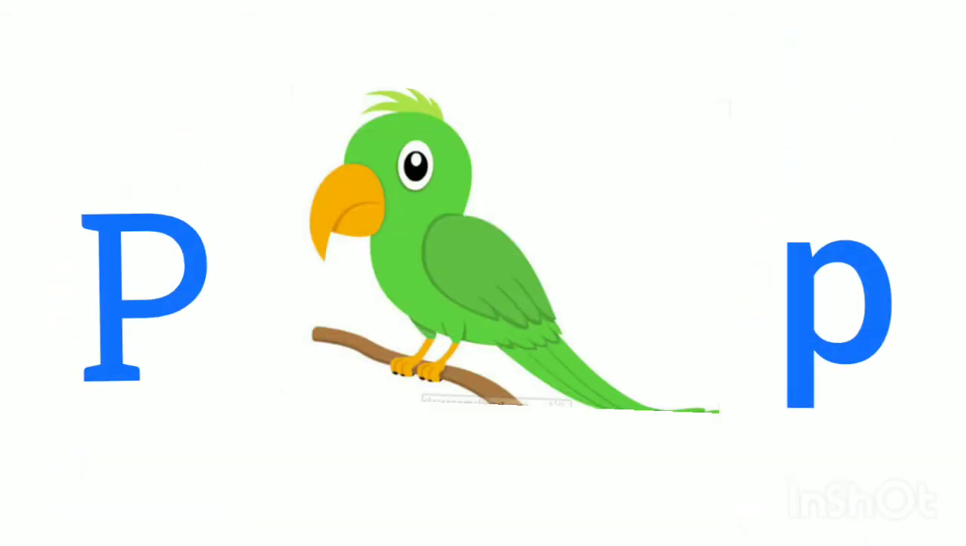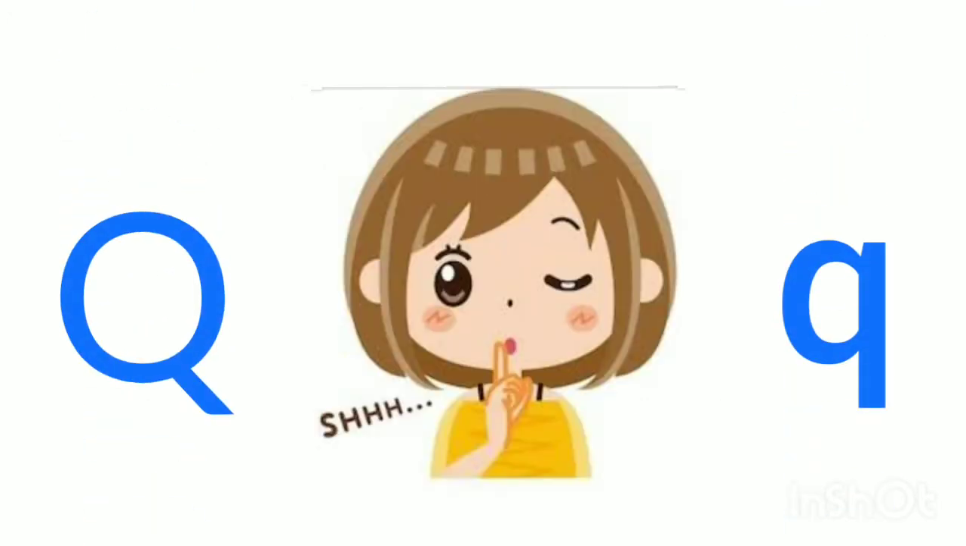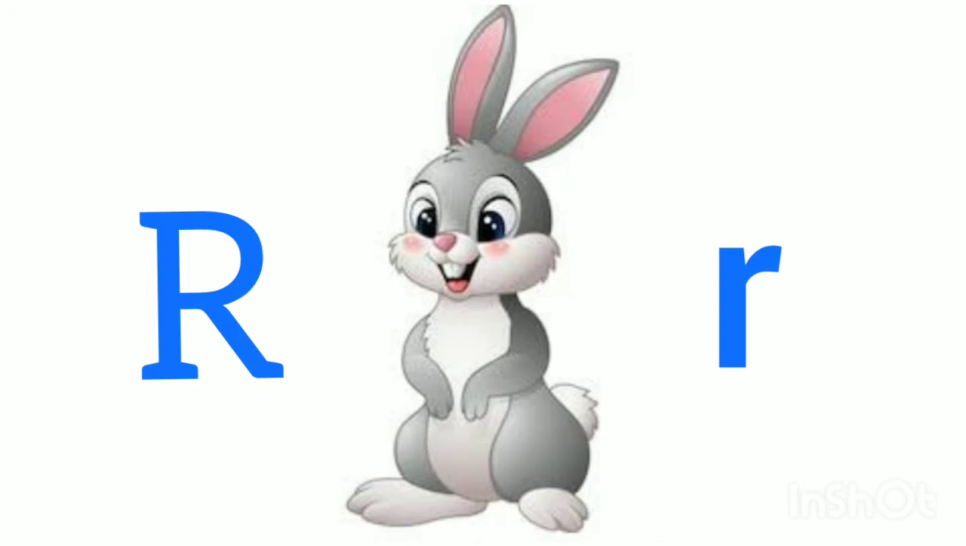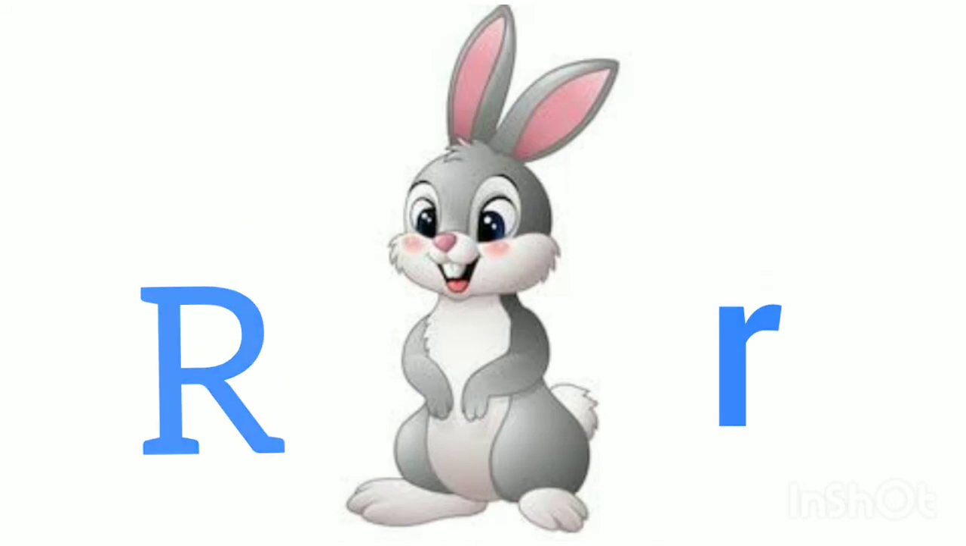P for parrot. P makes P. Q for quiet. Q makes Qu. R for rabbit. R makes R.